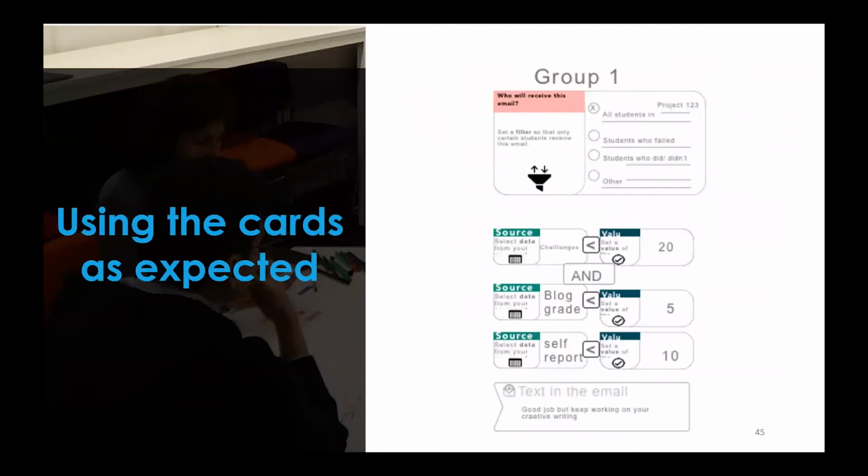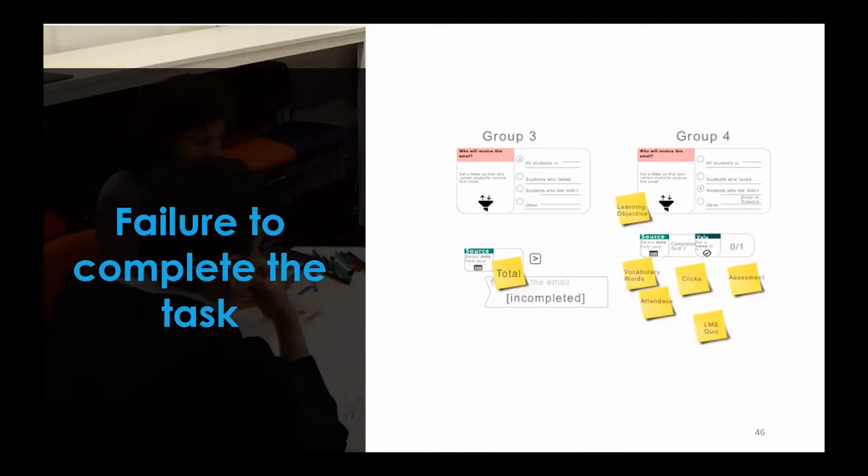This is one of the groups, the only one that could use the cards as expected. It produced different rules, and it used the cards to deliver a text email. The problem is that most of our groups didn't actually complete the task. They were stuck here and didn't understand how to use the source cards, the values. What do you mean by attributes or tables? And they were not able to complete the task.